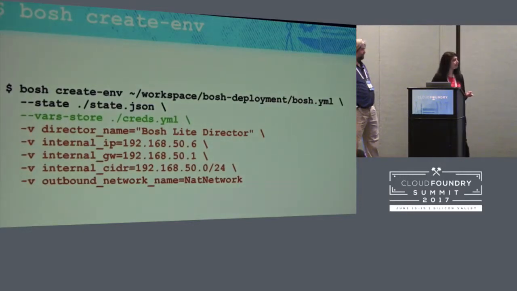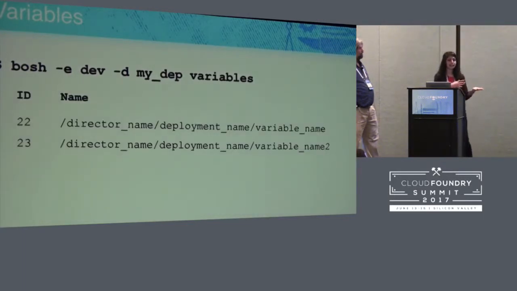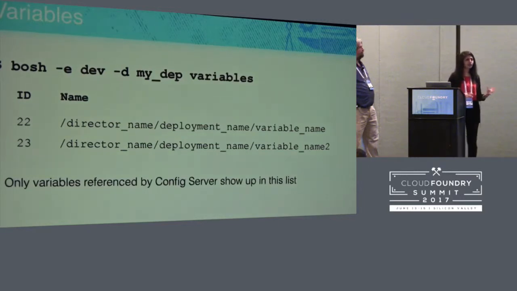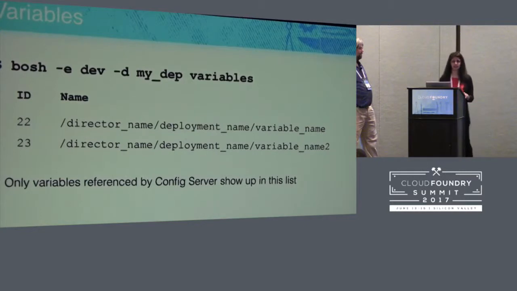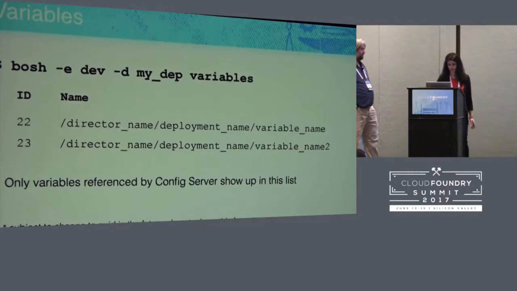If you want to view the variables that are actually being used in your deployment, it's just the variables command, which will return the ID and the name of the variables. The variables that are returned here are only the ones that are generated by config server. So any variables you specify from the command line or through var store will not show up in this list. Also, this namespacing is subject to change in the future. We're probably going to add a GUID or something, so I wouldn't rely too much on that exact format.